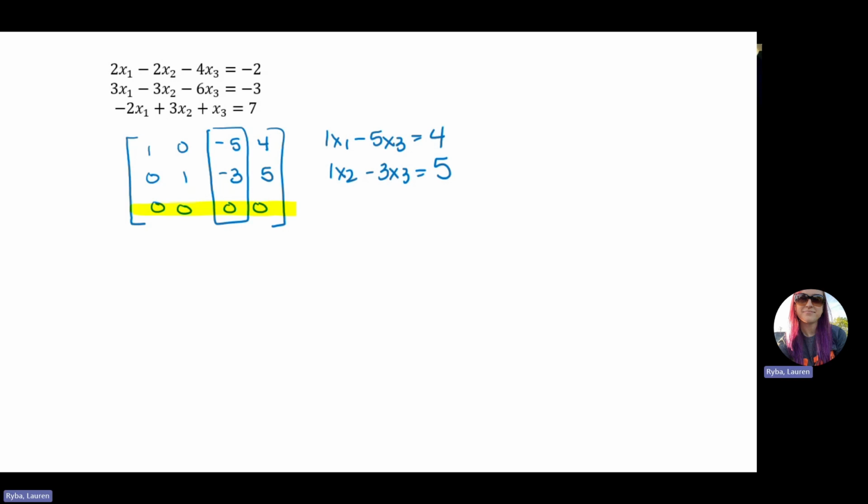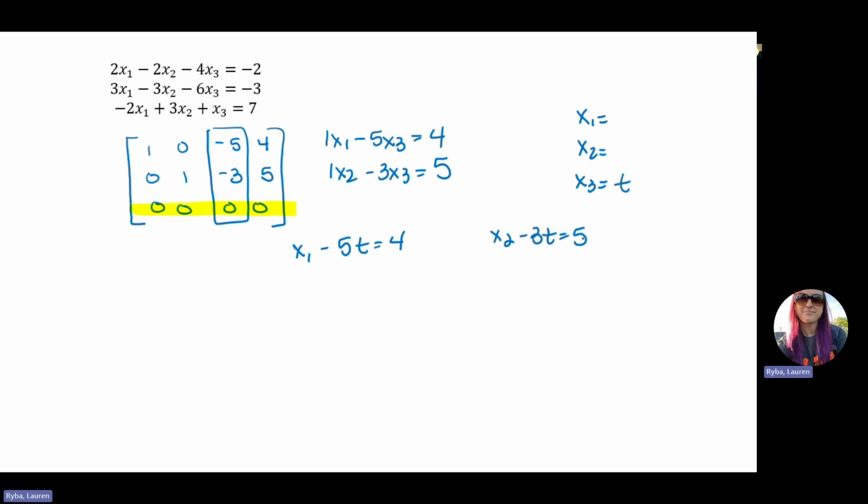Okay, so our goal is, what is x1, what is x2, what is x3? Well, x3 is the one that we're hinging on here. So I'm just going to pick another letter. A lot of times what we use is t. So that's the one that's our condition. Then I'm going to go back here and solve these. x1 minus 5t equals 4, and x2 minus 3t equals 5.